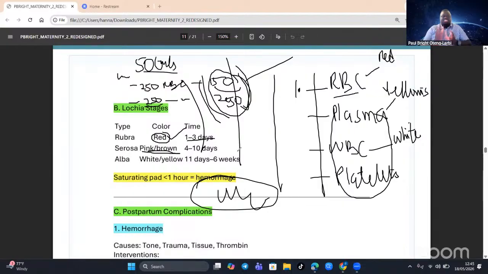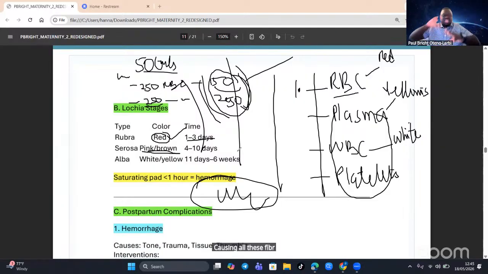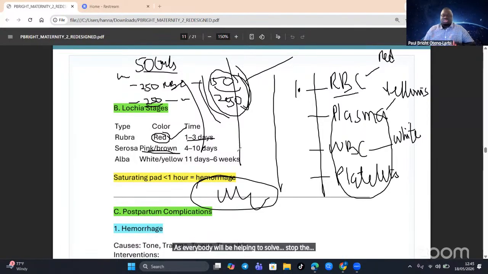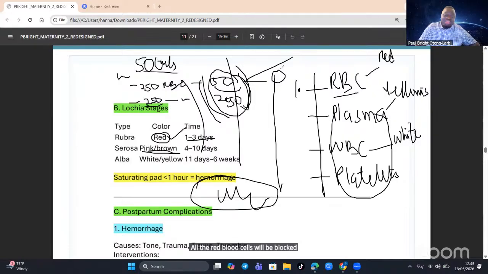Okay. The platelets and the fibrin will be working underground, gathering themselves, causing all this fibrin mesh, the whole clotting cascade. The liver and the bone marrow, everybody will be helping to stop the red blood cells. So at that point, we will get zero red blood cells. Sorry, not out of the system. All the red blood cells will be blocked from leaking out.